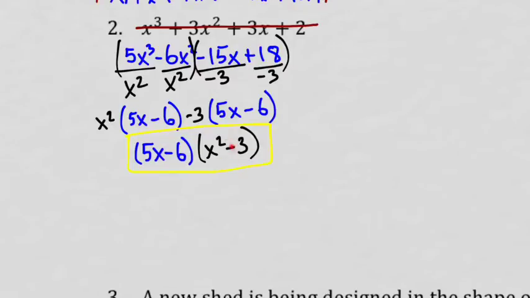This one is quadratic, so I checked. But since this is a perfect square, but this is not, I couldn't factor it out. If this had been a 9 or a 4 or a 16 or a 25, all those perfect squares, I could keep going because there's a pattern of the difference of two perfect squares. But since it's 3, it throws me off. It doesn't work. We're done at that point.